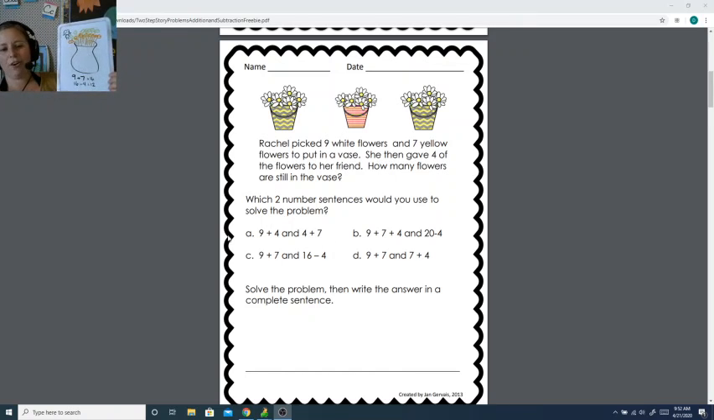We actually already said that A and B are not correct. So I'll just go to C and D. So C, it says 9 plus 7 and 16 minus 4. You know what? That looks like it fits. Let's just double check by looking at D. D says 9 plus 7 and 7 plus 4. Now our second operation was subtraction, so I know it's not D. So my answer for number 1 is C. Let me see if I can highlight it. Okay, C is the correct answer.